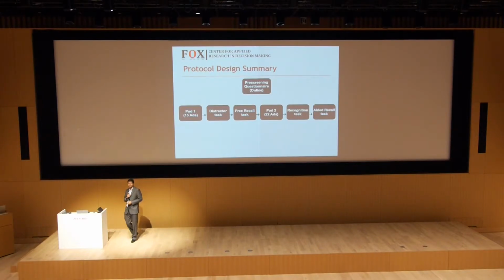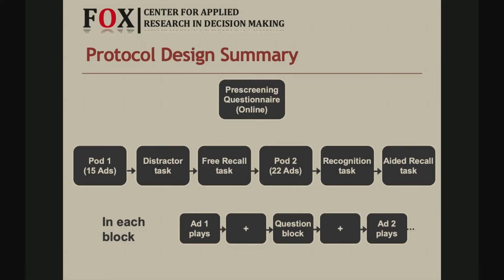Then there was a break and we did a recall measure. Then we showed the repeat brands. For example, something like Orbitz has 3 different ads, and there's no point in showing all 3 and asking for a recall, because then it would obviously have a higher recall. So the repeat brands went into the second pod, and then we did a recognition and aided recall test at the end of it. Within each block, an ad plays, they watch the ad, they answer a series of questions, and then the next ad plays, and so on and so forth.